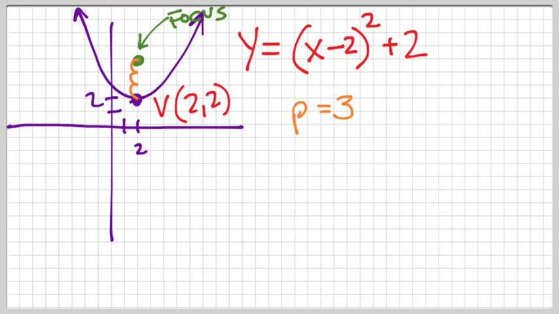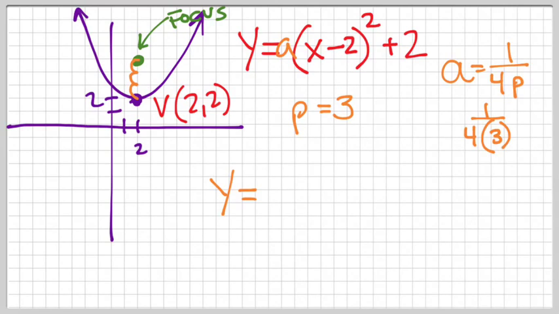Okay? And the number that goes in front where a usually is, we're going to write this: a equals 1 over 4p. So where a usually goes, we're going to write 1 over 4p. So if the focus is 3 spaces away from the vertex, that means I'm going to have 1/4, and then down with the 4 we put the 3. So it's not 1/4 times 3. On the bottom it goes 1 over 4 times 3, which is 1/12. So 1/12 (x minus 2) squared plus 2.